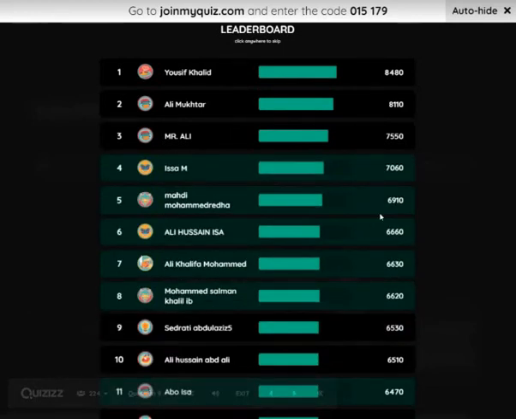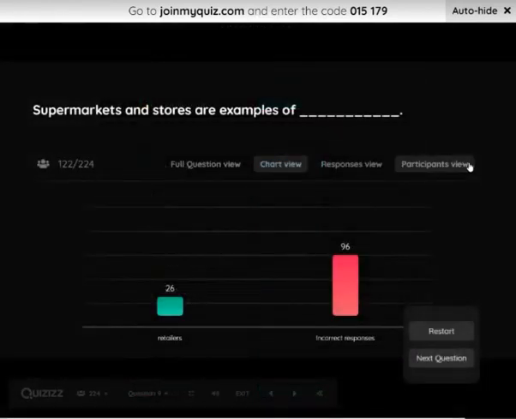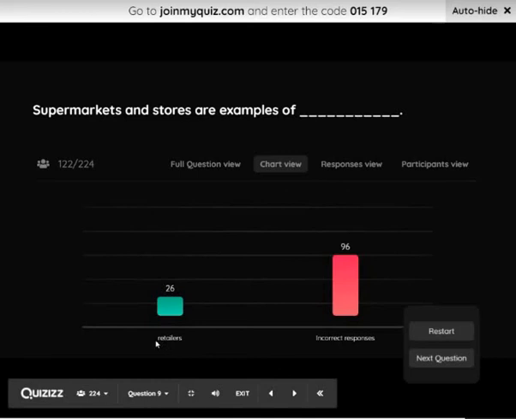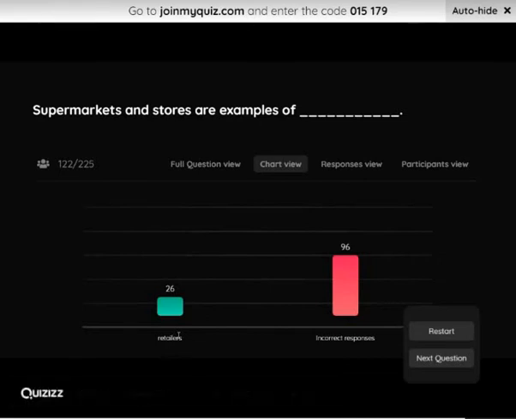There is another question. So incorrect responses. Oh my God, we have 96 incorrect answers. And the answer is retailers. Well done. Maybe it's a little bit difficult, but maybe you got it.